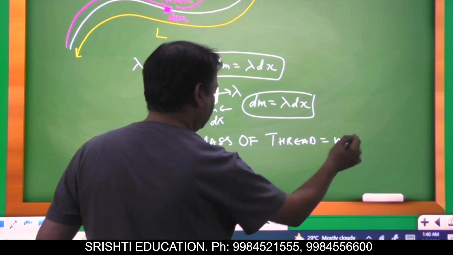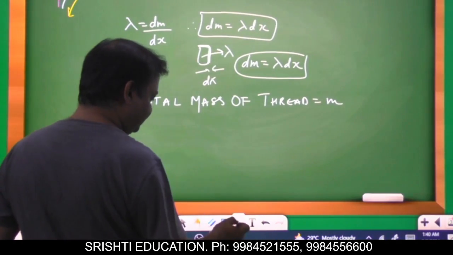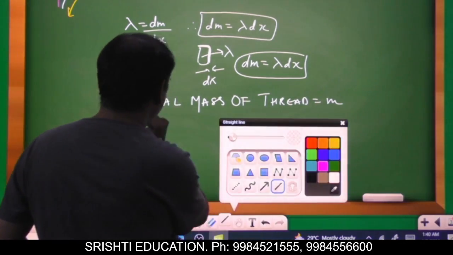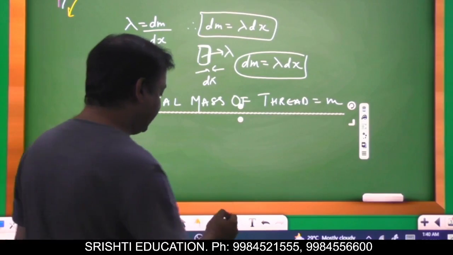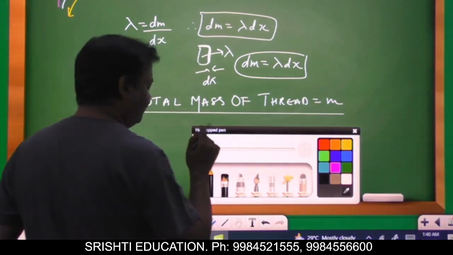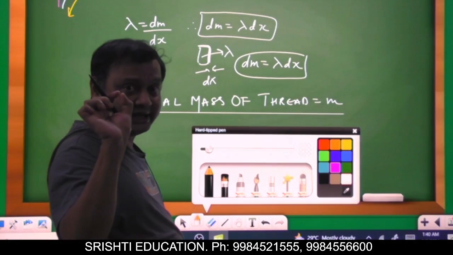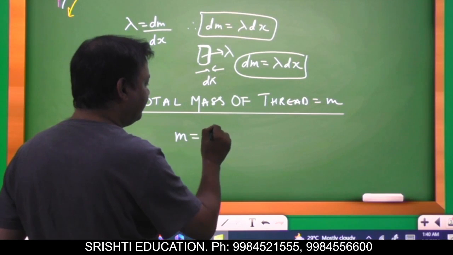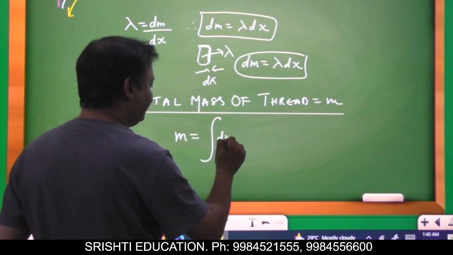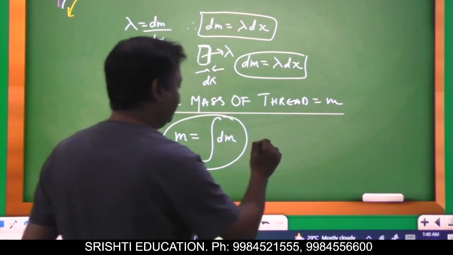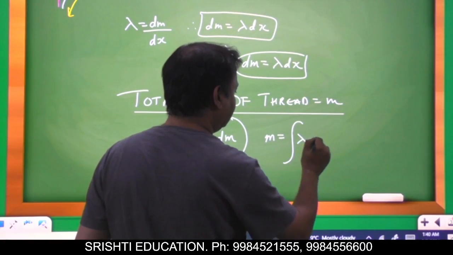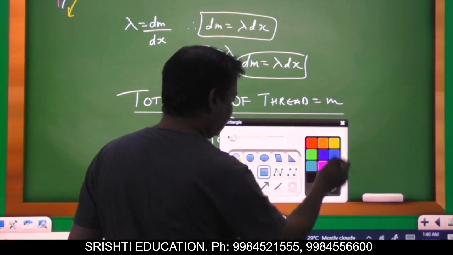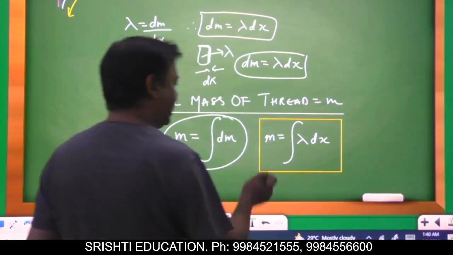total mass of the thread, say M. So for finding the total mass, we have to add up all dm, correct? You have to add up the masses of each element. And in the language of calculus, when you add up infinitesimal quantities, dm is an infinitesimal quantity, we know in calculus, adding up or summing up means integral. So it will be integral of dm. This is the total mass. So M will come to be integral of lambda dx. So this is how you can find the total mass.